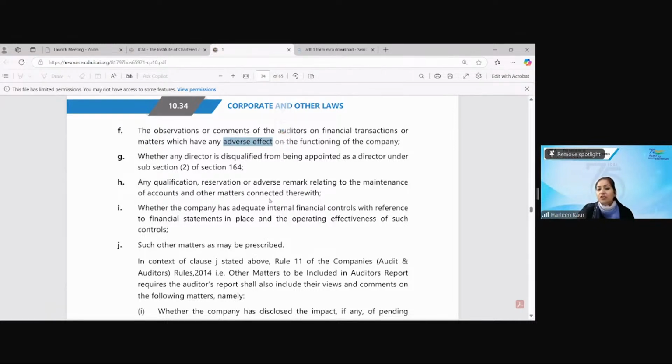Any qualification, reservation, or adverse remark relating to the maintenance of accounts. The next heading is maintenance of accounts: whether maintenance of accounts has been properly done or not, and whether there is any adverse effect on the accounts. Point I is related to internal financial controls. What is the meaning of internal financial controls? Whether all the internal controls are in proper place or not. It means whatever rules and regulations the company has made for its own functioning, whether the company is following all those rules and regulations or not.